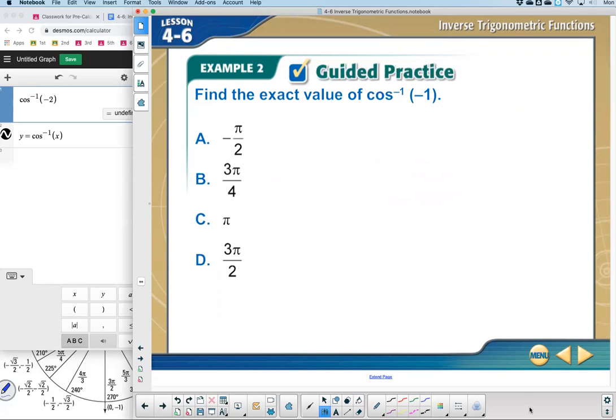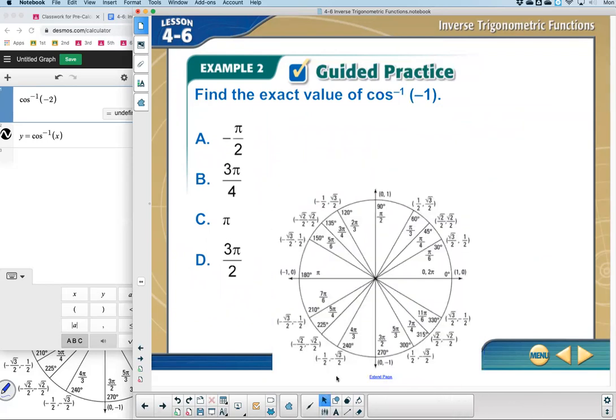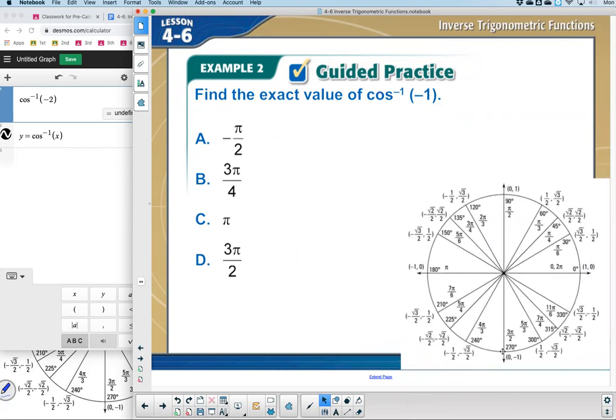All right, your DOL number 2. Here's a unit circle to help you out. You can use graphing or whatever else.